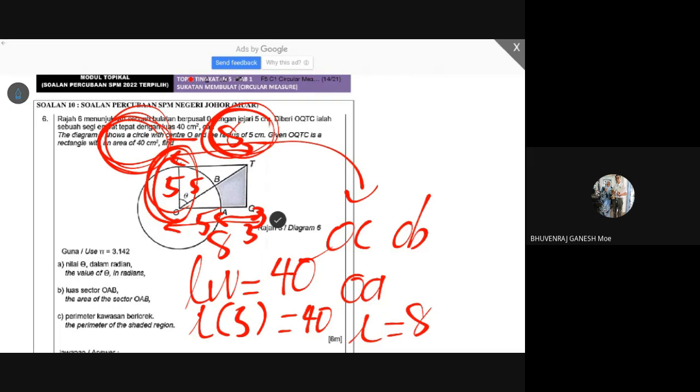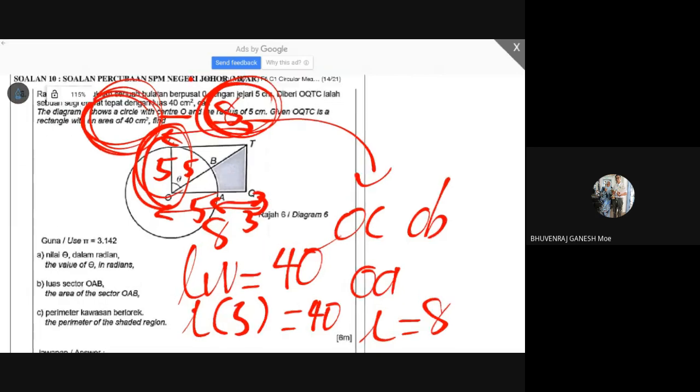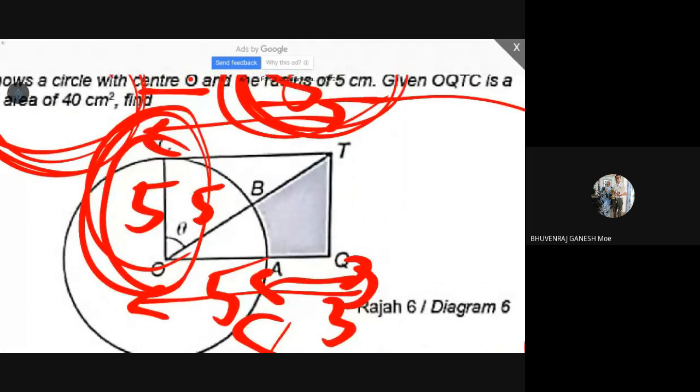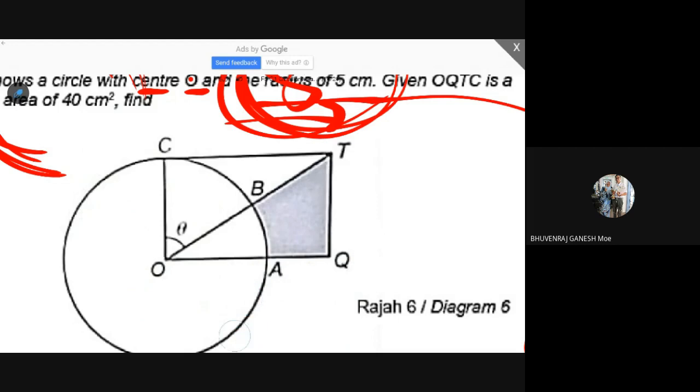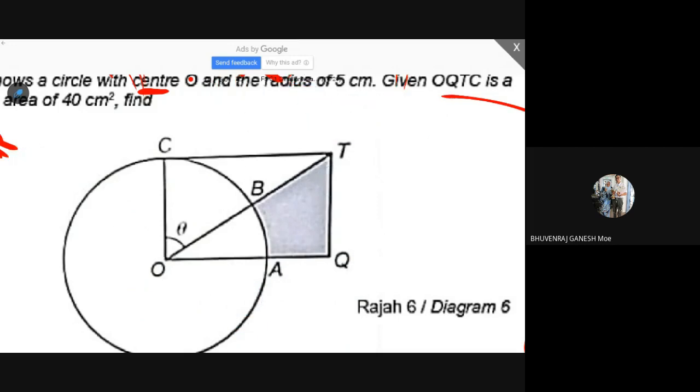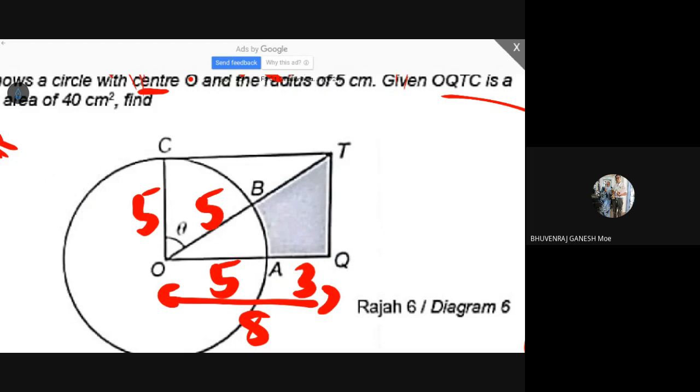Okay, so I try to zoom in because this one a bit detailed, this diagram. Kalau saya zoom in baru boleh nampak. Let me delete the other things first. Saya cuba label balik supaya senang nampak. Okay, 5, 5, and this one 5. Yang ni total 8. This one 3. This one also 5. This one 8. Okay, ini adalah diagram yang lengkap.